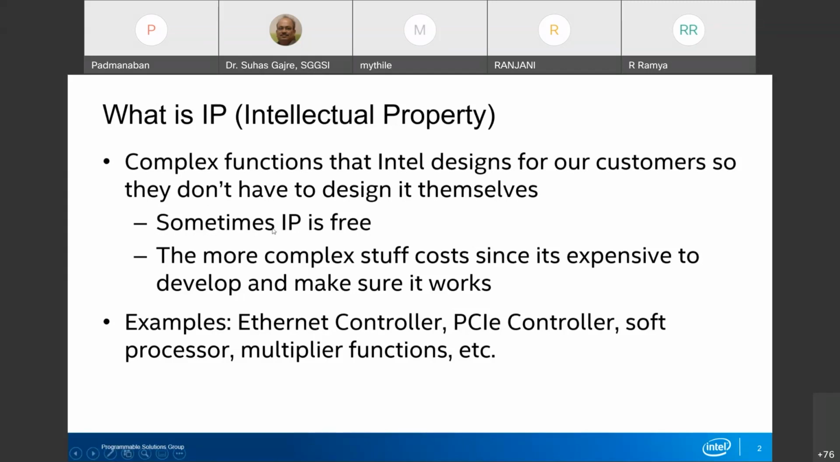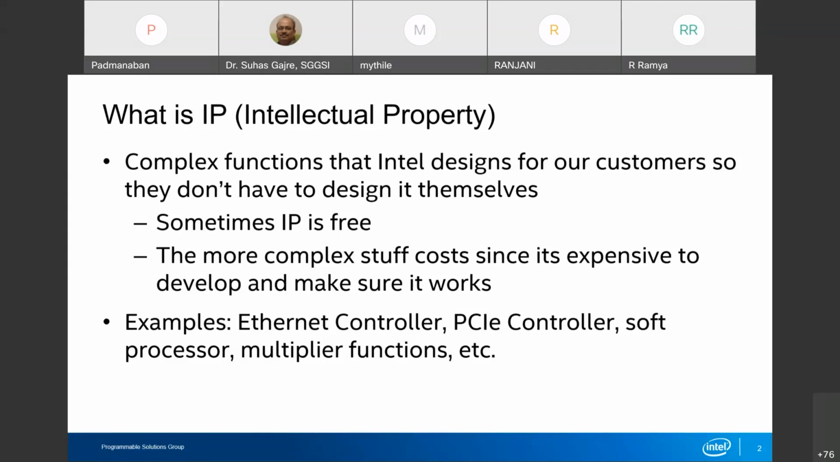Sometimes IP is free. That means you don't need to worry about it. It is already available, like free. And the more complex stuff costs, because it is expensive to develop and make sure it works. The main problem is, somebody is providing you the IP. What is the guarantee that it works very well? If the IP does not work, to whom do we report? These kinds of questions are always there.